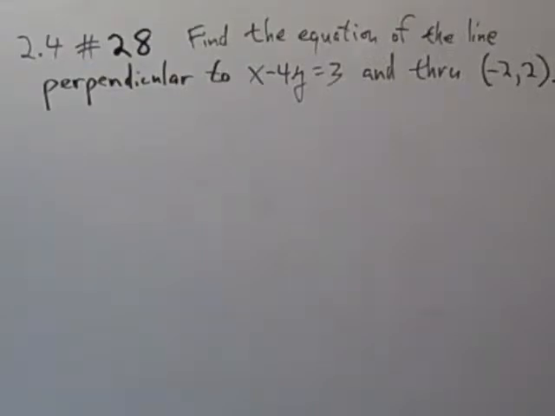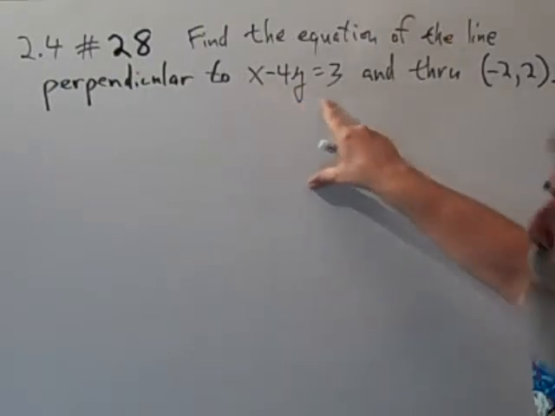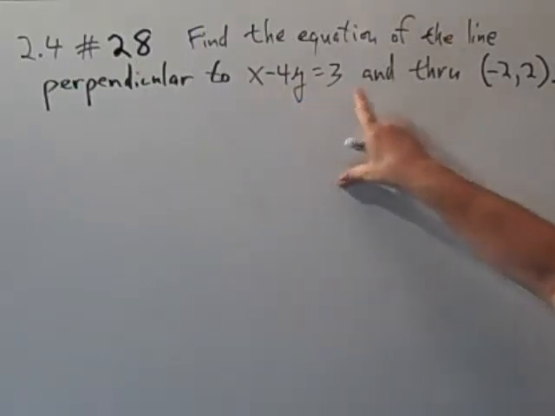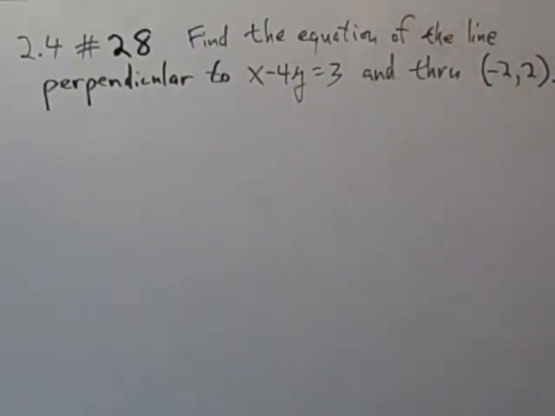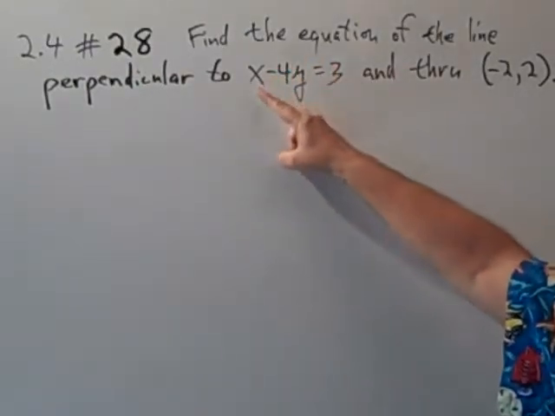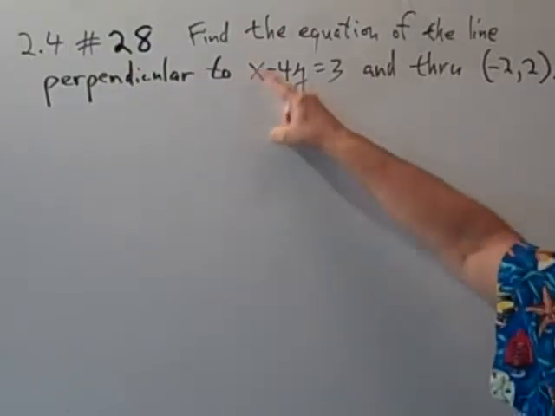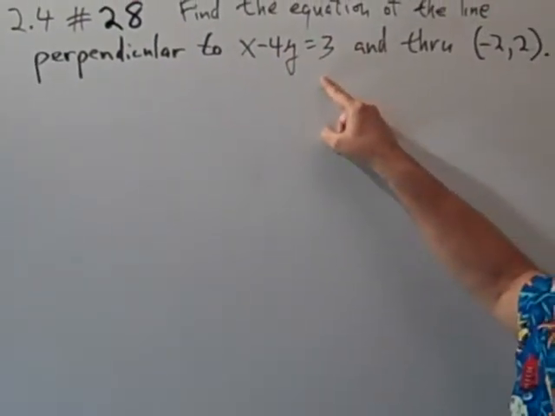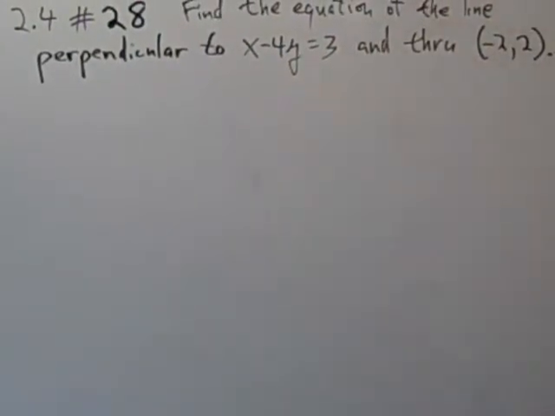Okay, in this problem, we're asked to find the equation of the line perpendicular to the line x minus 4y equals 3, and that also passes through the point negative 2 comma 2. Well, perpendicular lines have opposite reciprocal slopes, so we'll have to find the opposite reciprocal of the slope of this line. To do that, we first have to find what is the slope of this line.